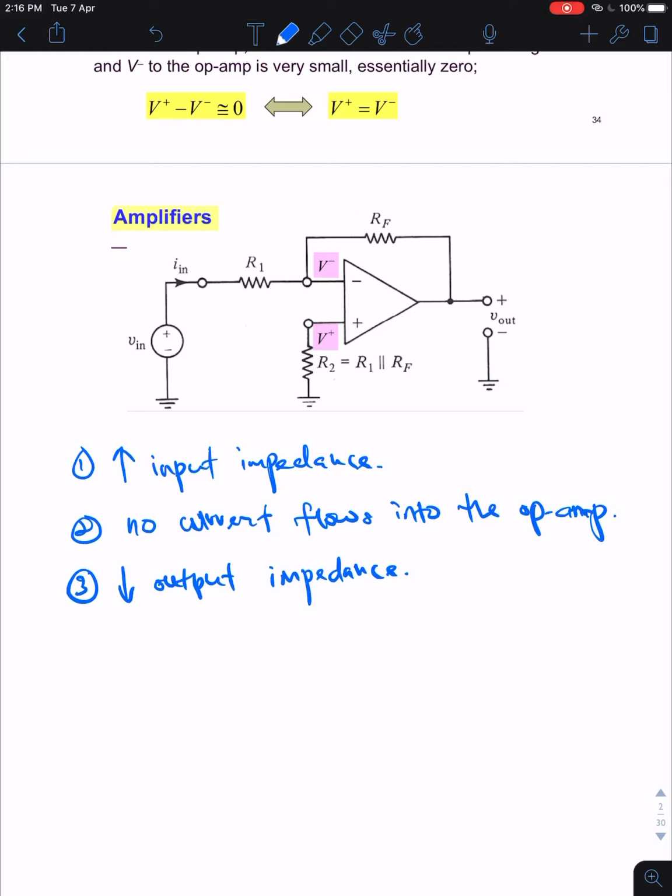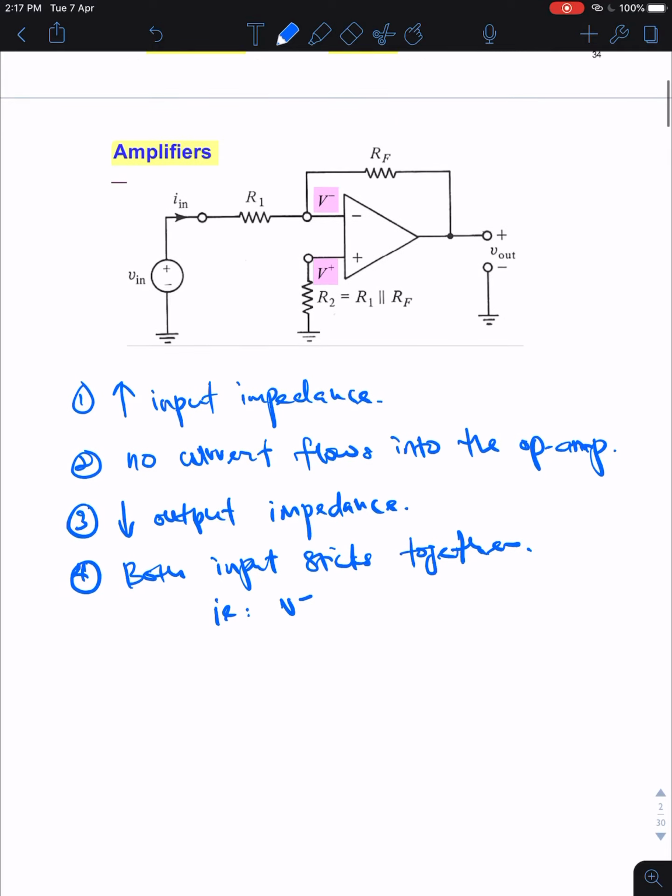And the last one is that both inputs stick together. So for this, when we apply the voltage to the inverting input, the same amount of voltage can be seen on the non-inverting input. In this case, V minus equals V plus. This is a very important parameter.